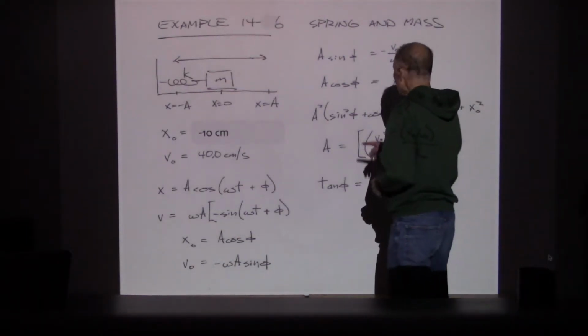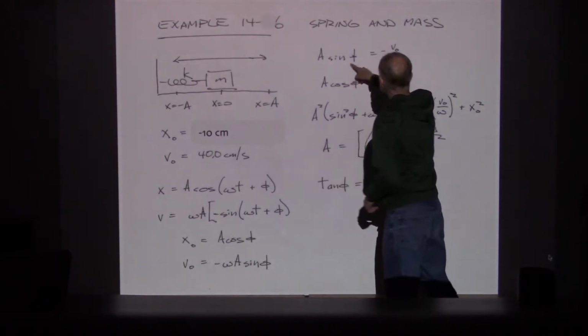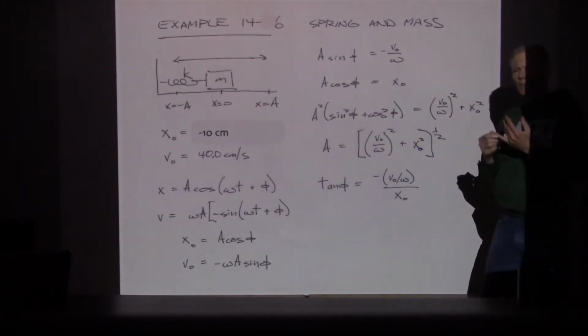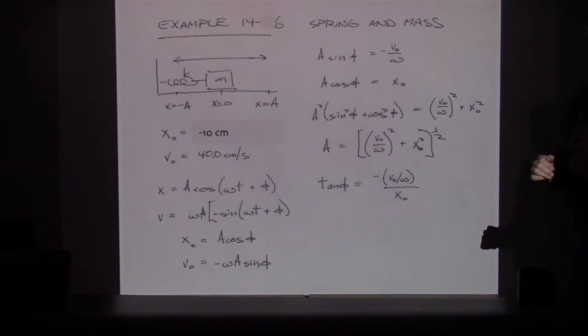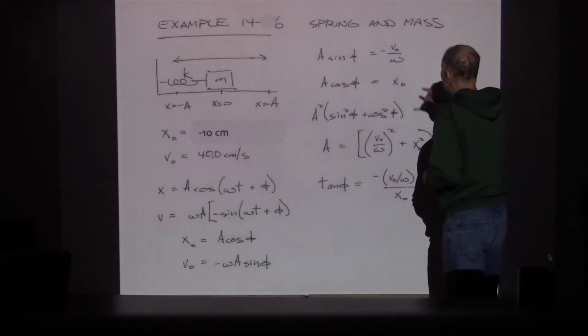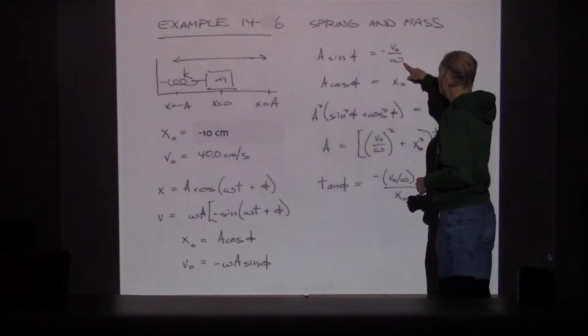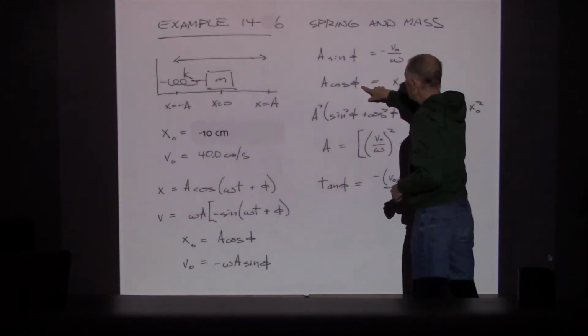So let's write those down. A cosine of phi, that lower equation, is equal to minus v naught over omega. And omega we already know. They gave us the mass, they gave us the k value, the force constant. So we know what those are. We can determine what omega is, and we did. The omega was 8.083 radians per second. Here is a sine, here is a cosine.